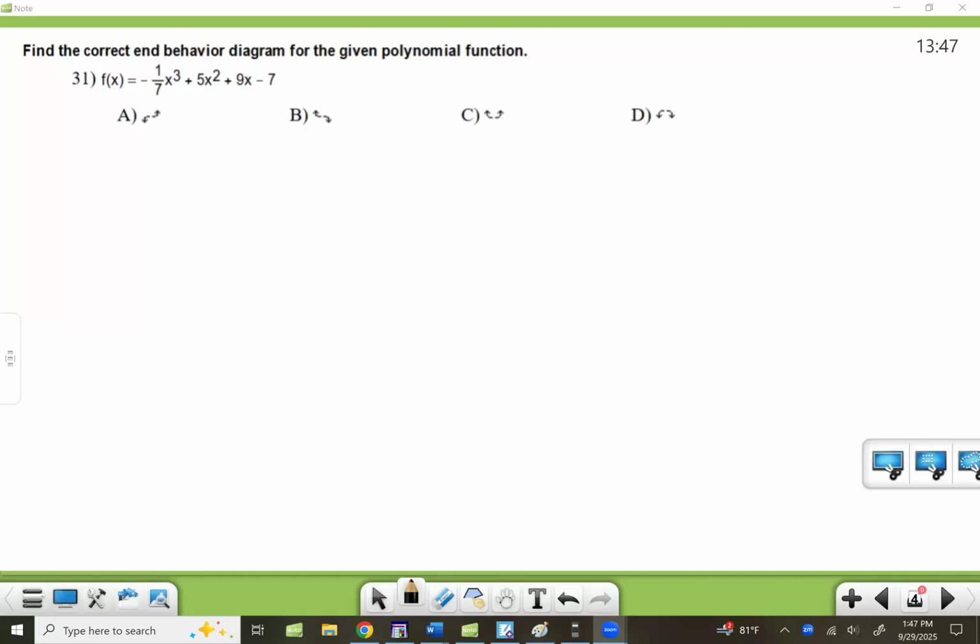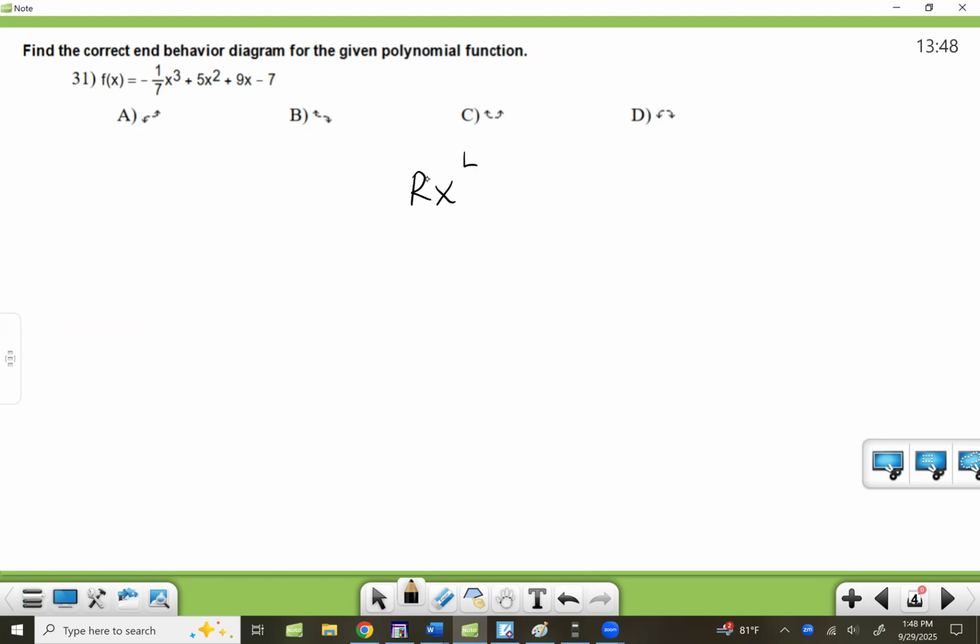All right, welcome. Let's go ahead and finish up the last few problems here from our midterm. All right, so looking at problem 31, it says find the correct end behavior diagram for the given polynomial function. So we kind of have this picture to help guide us. This should be a good thing to add to your note card.